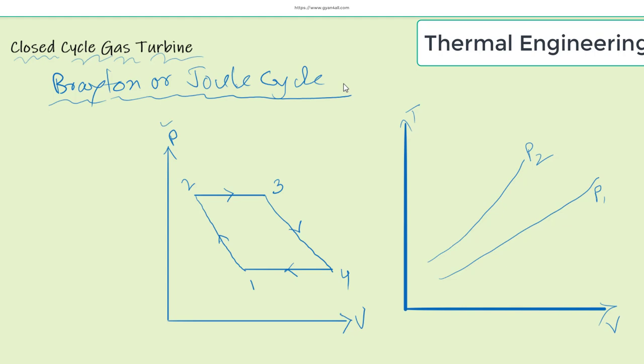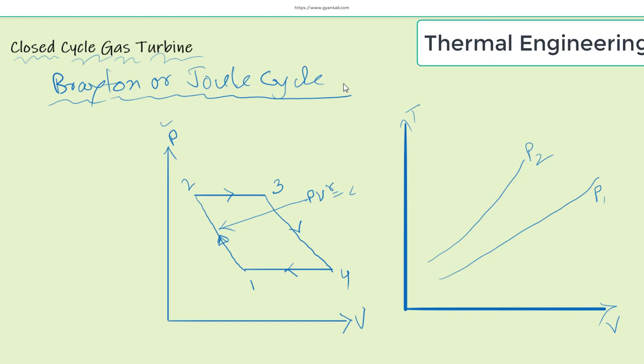This is the PV diagram in which process 1-2 is a compression process. From PV diagram we can know it is a compression process, volume is decreasing, and this compression process is supposed to be PV to the power gamma equal to C, both compression as well as expansion. So what is PV to the power gamma equal to C? That means this is adiabatic compression. Not only adiabatic, it is assumed to be reversible adiabatic, that means isentropic compression. So process 1-2 is isentropic compression, and this compression process takes place in a compressor, which is one of the components of gas turbine plant.